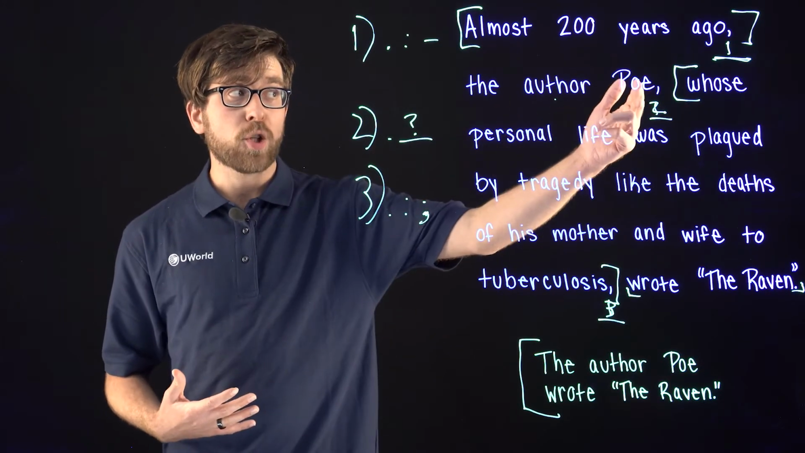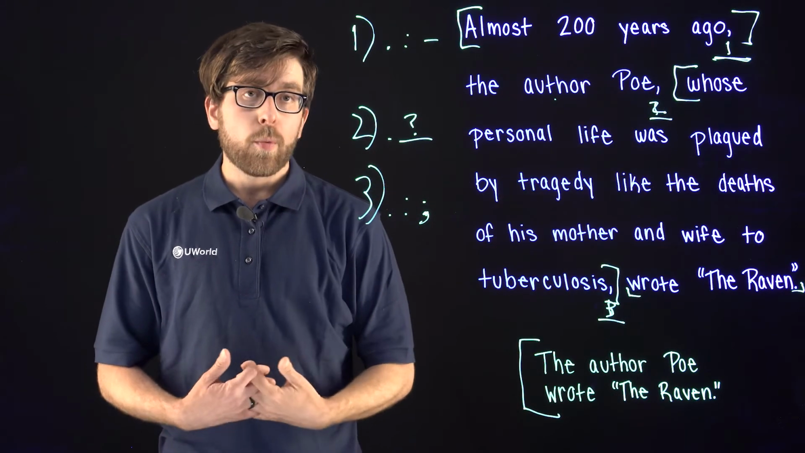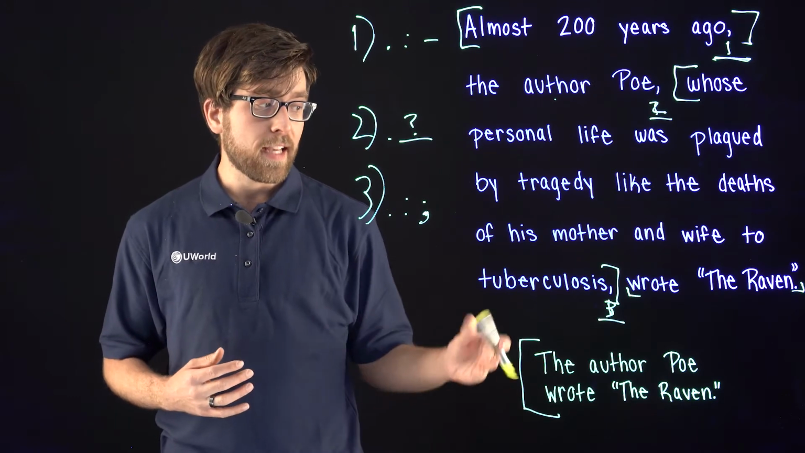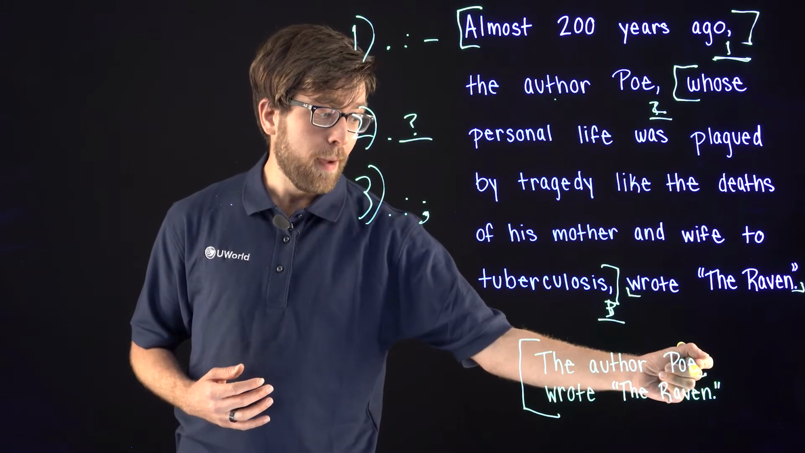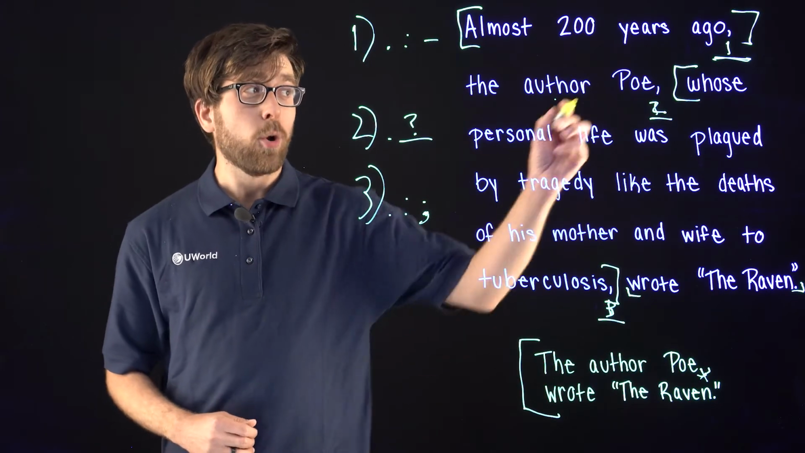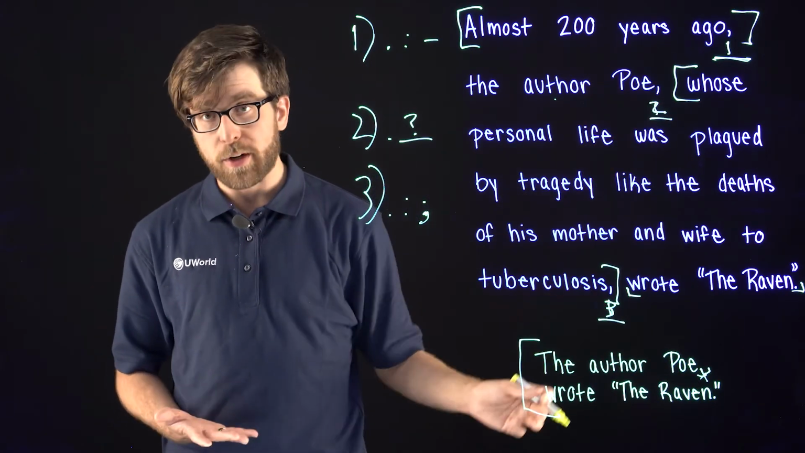Finally, if we took out punctuation at any given one of these sections, we would have an unclear separation between the subject and the verb. Since we couldn't say, for example, the author, comma, wrote the raven, then we can't also place only a single comma here after Poe or after tuberculosis.